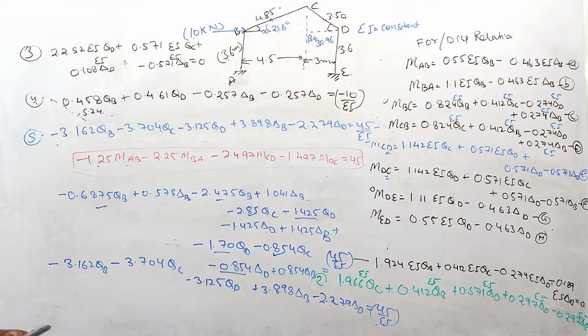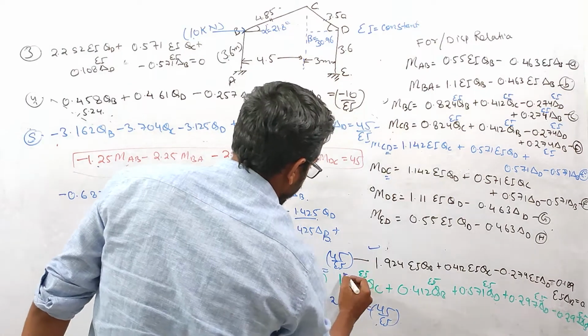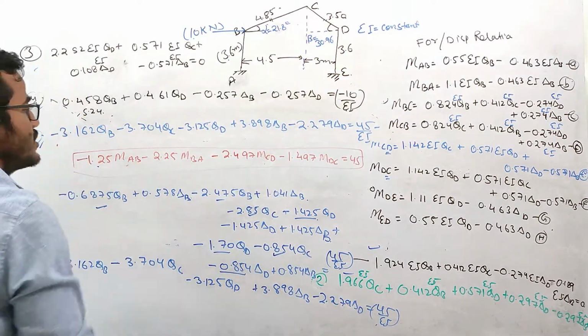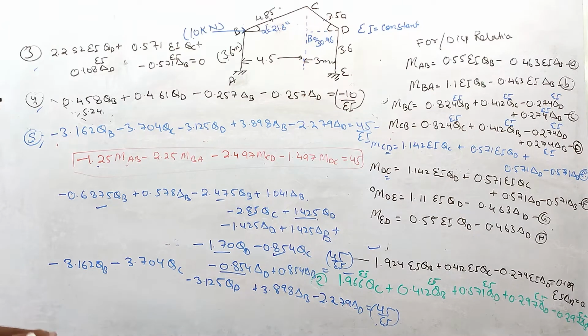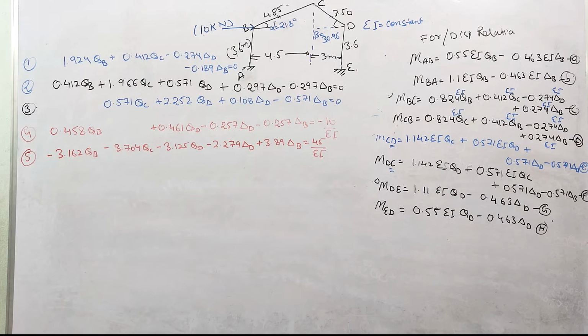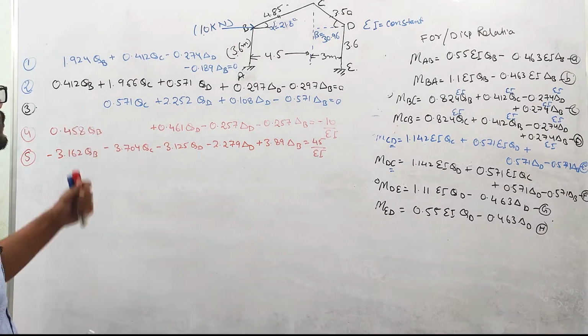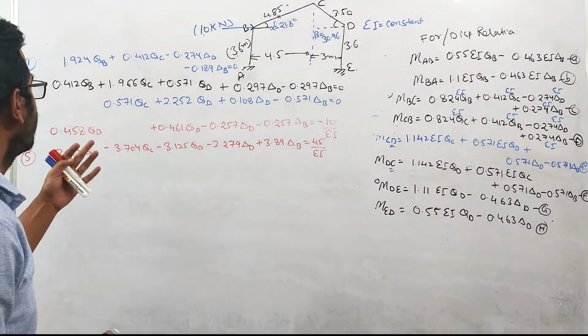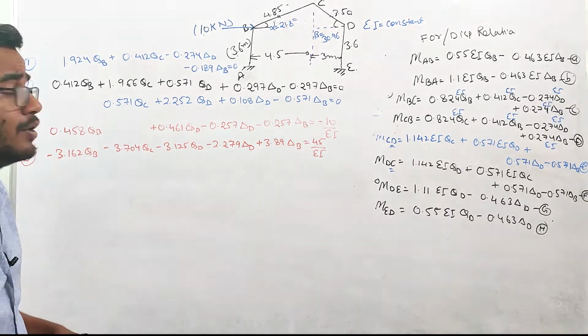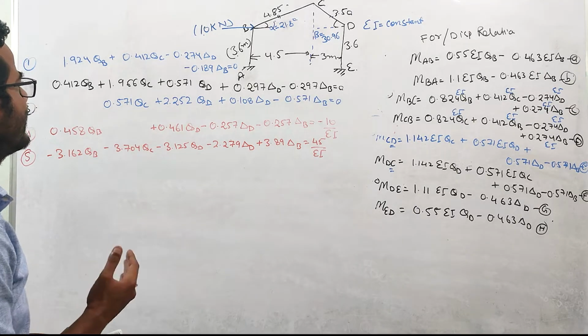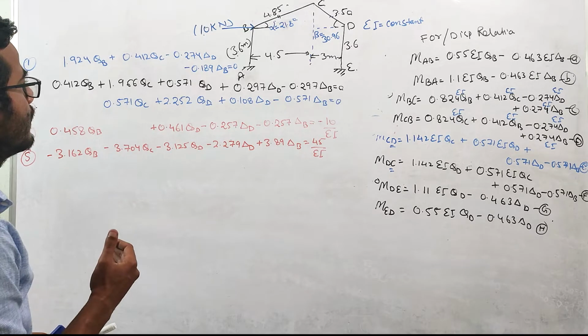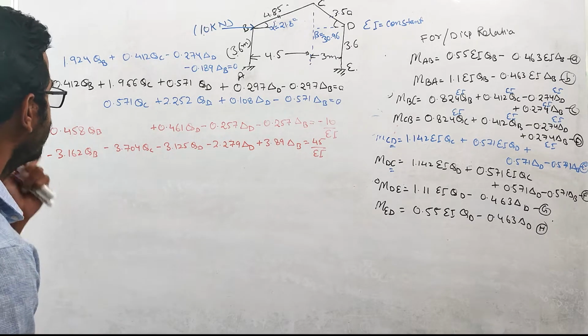So we need to solve these 5 equations: equation 1, equation 2, equation 3, equation 4, equation 5. We'll be using the method of substitution to solve them. So guys, these are our joint equilibrium equations and shear equation. We need to solve these 5 equations to get the values of theta B, theta C, theta D and delta B, delta D.